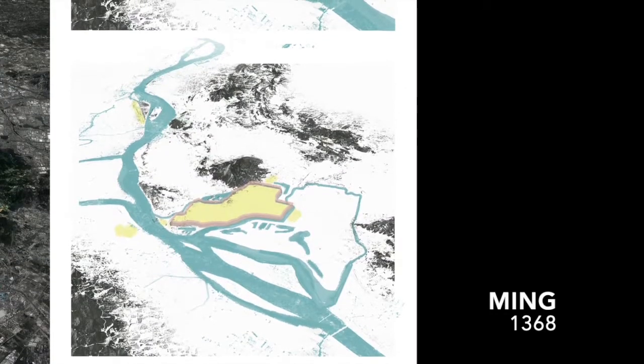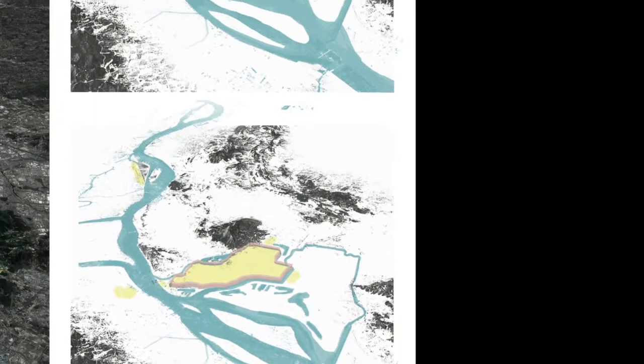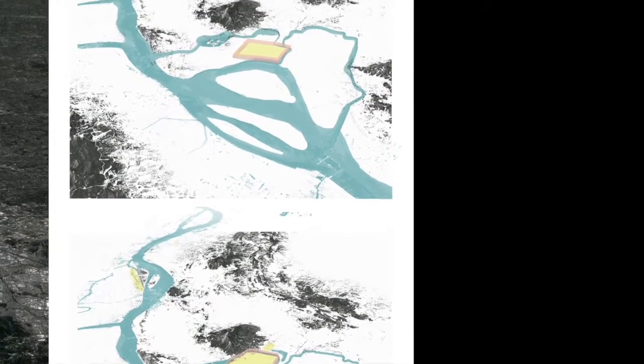If we trace back a little bit more, we can see that the river even had a wider riparian zone and meander paths.